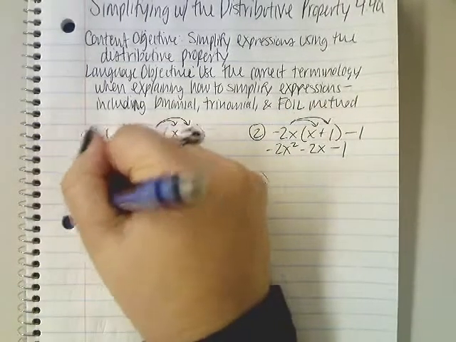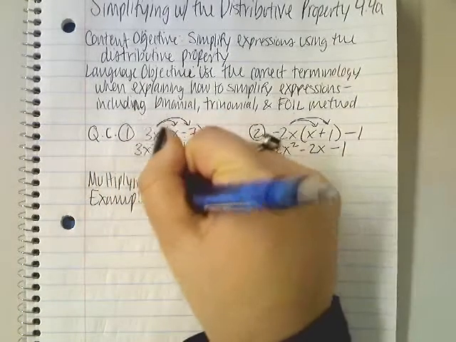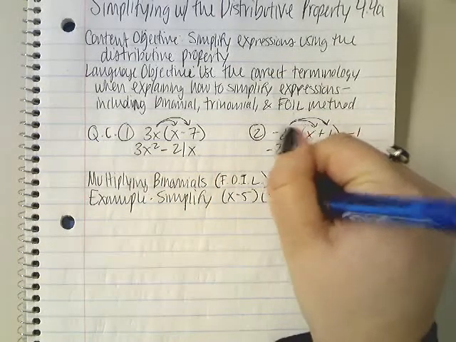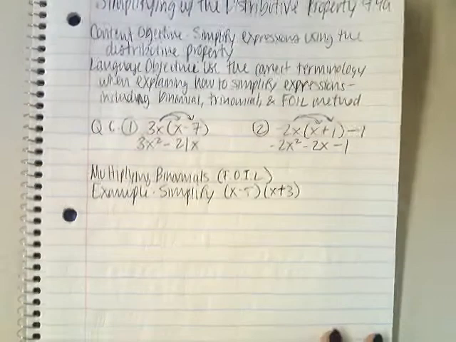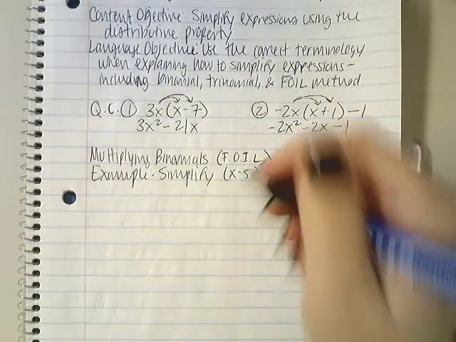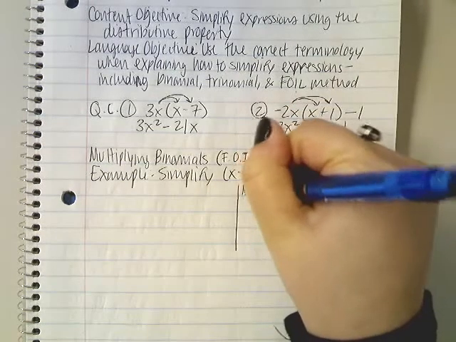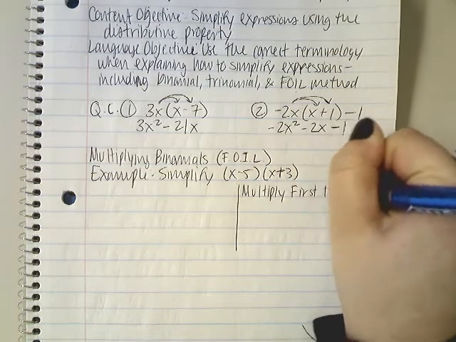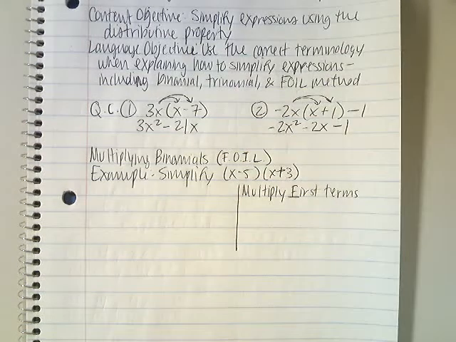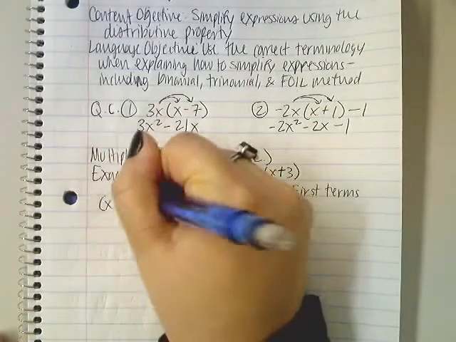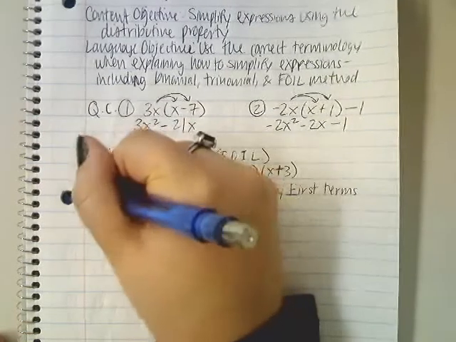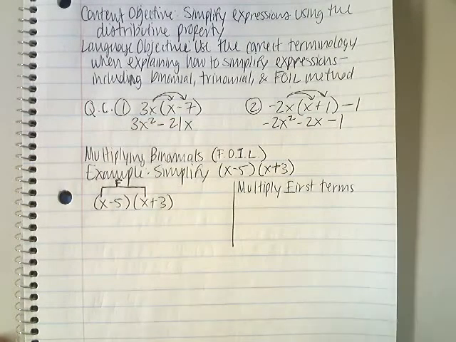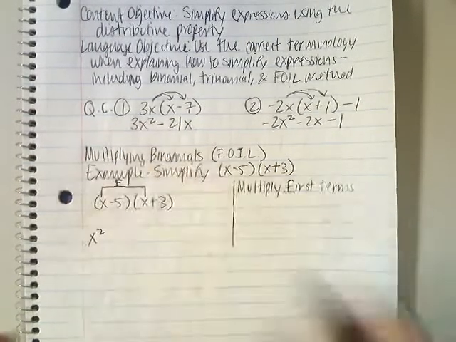So our example we're going to start with asks us to simplify x minus 5 times x plus 3. So I'm going to multiply those two terms out. So the first step I'm going to do is multiply our first terms. And I'm capitalizing the F because I'm going to show you where FOIL comes from. So if I have x minus 5 times x plus 3, I'm going to multiply x times x, which is our first terms. So first terms, x times x is x squared.